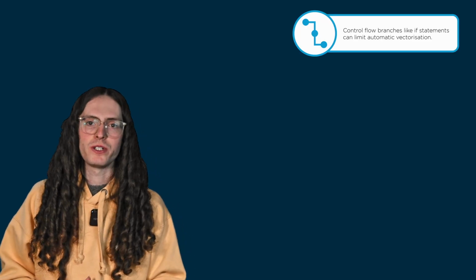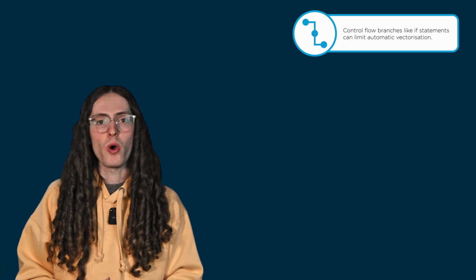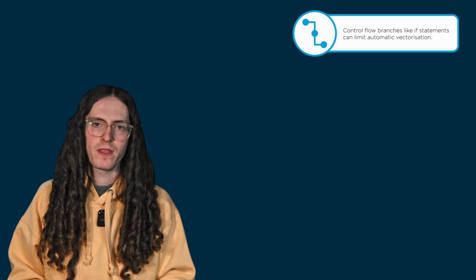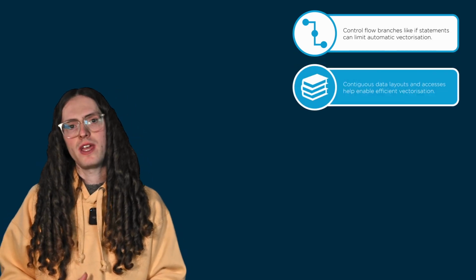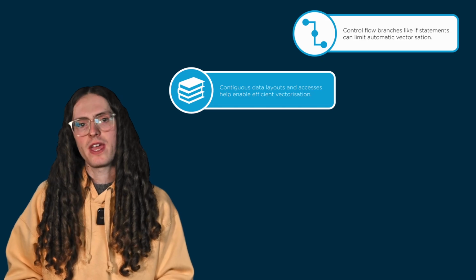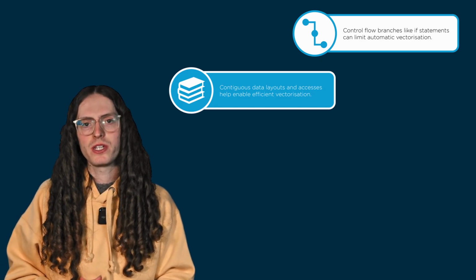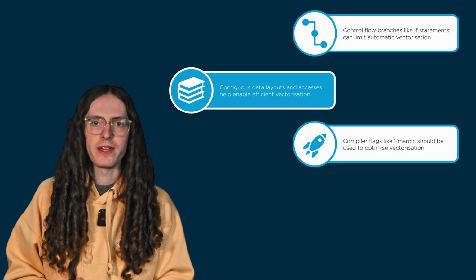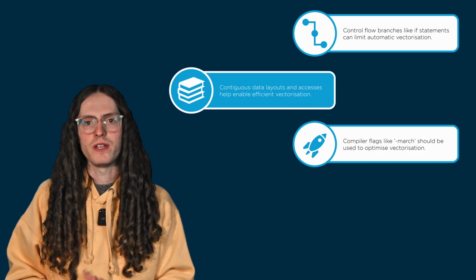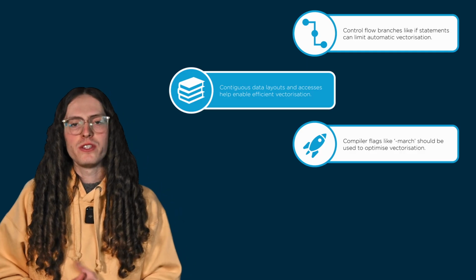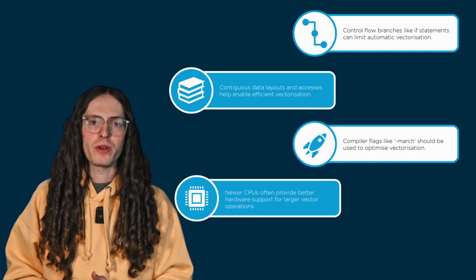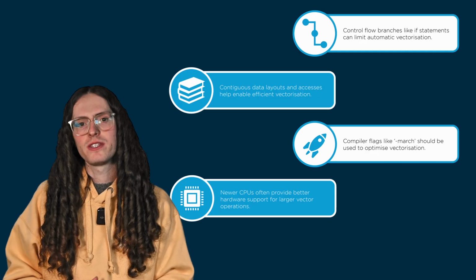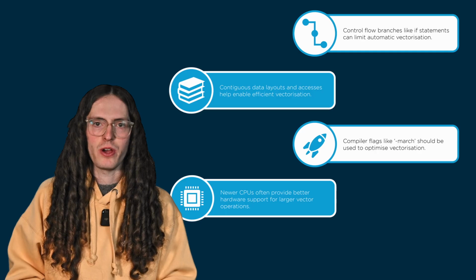To enable vectorization, we should keep in mind some limitations. For example, if statements introduce control flow branches, which restrict the ability of the compiler to automatically generate vectorized machine code. Similarly, we should prefer contiguous data layout and accesses. In the simplest case, we rely on the compiler to perform the vectorizing transformation, so it is very good practice to pass appropriate flags, for example the march flag, to exploit the properties of your specific machine for your specific problem. Likewise, it is often worth considering whether a particular CPU provides appropriate hardware support for your problem. Often this translates to using newer chips for larger vector operations.